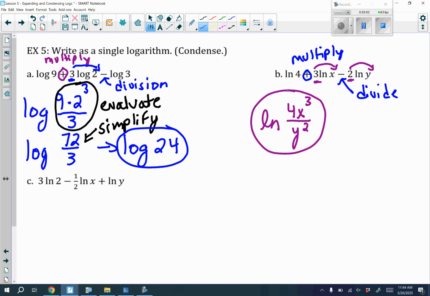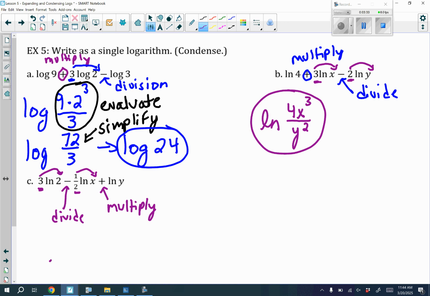Okay, let's see what you got. So I see a 3 and I see a 1/2. So these are going to be exponents. Now I do see the subtraction here. So here subtraction means divide. So it's going to be in the denominator. Now I do also see that we got this plus sign. Now this may be a little bit difficult. What this plus means, we are going to multiply. So we're multiplying, it's probably in that numerator. If we have subtraction, it's going to be in the denominator.